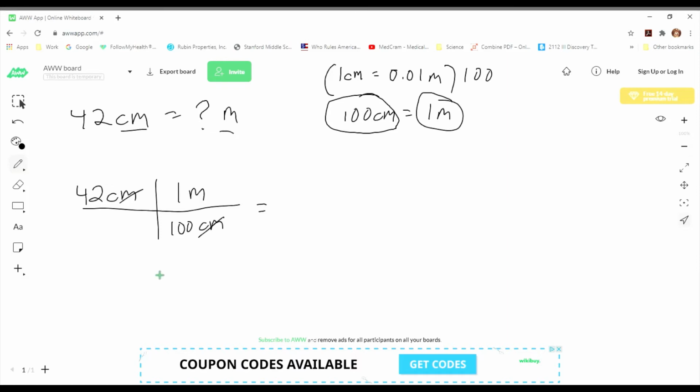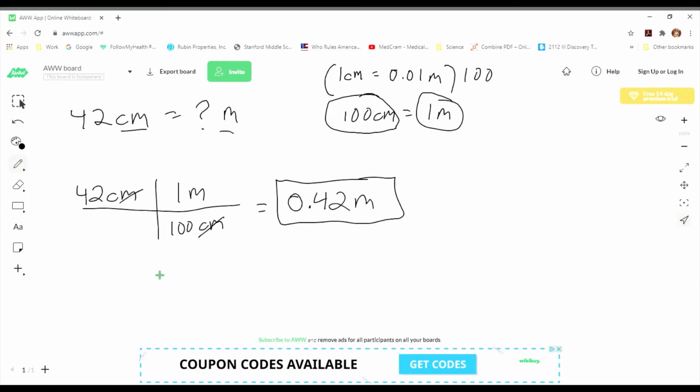The other side has 1 meter on top, so I put the 1 meter here on top. And what I'm going to get is 42 times 1 is 42, divided by 100. Even if you plug it into your calculator, you'll get 0.42. And the units left are meters. Okay. And that's how you do that. Now you'll notice that I came up with this one, which was nicer and easier to use: 100 centimeters equals 1 meter, because there's no messy decimals.